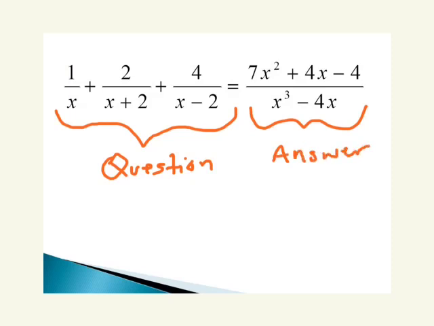We know in the past that we would have taken each of these fractions on the left side, gotten common denominators, and added them together. Hopefully, if we did that work correctly, we would come up with what we see on the right side of the equation. When it comes to partial fraction decomposition though, what we're going to do is reverse the process.